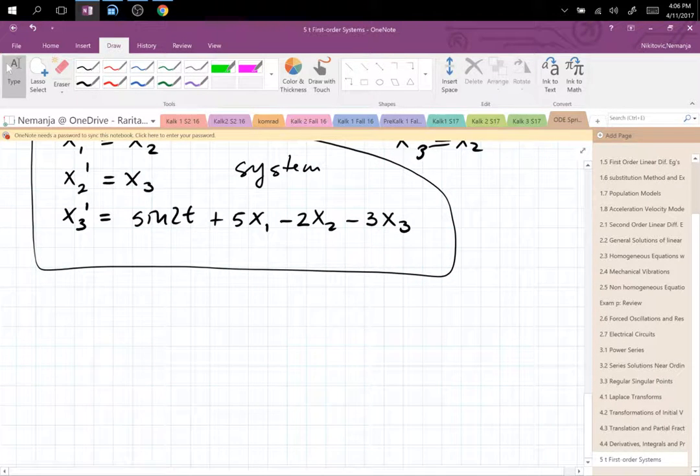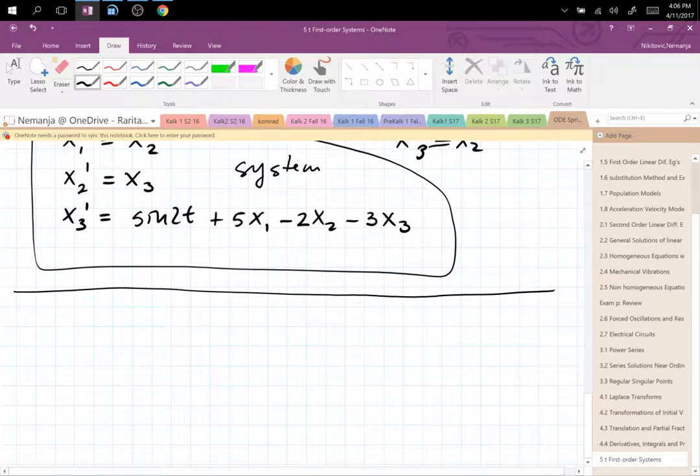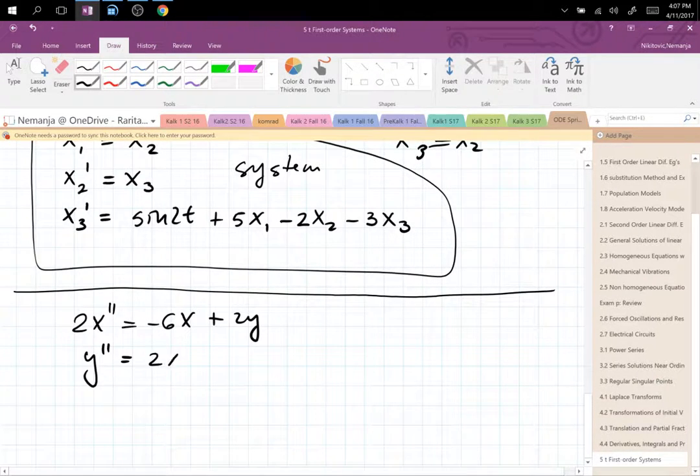Take a look at one more example, and then we'll move to the next section where we learn how to solve them. So now we're going to have a system that we are going to break further. 2x double prime is equal to negative 6x plus 2y, and then y double prime is equal to 2x minus 2y plus 40 sine 3t.